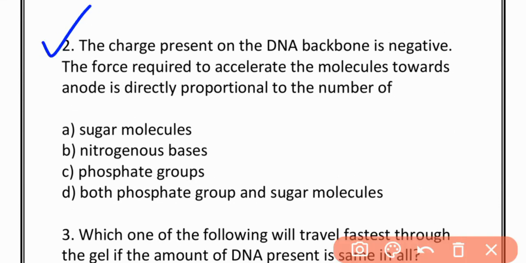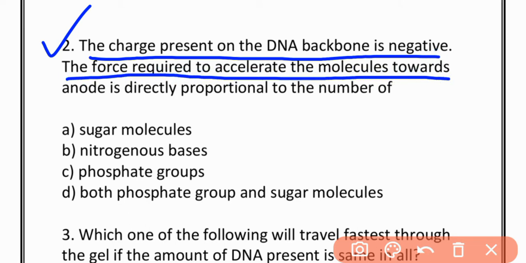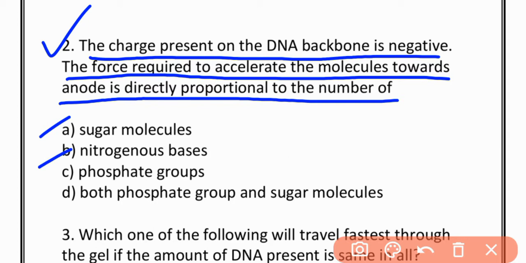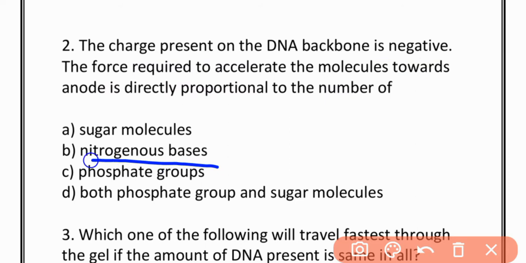MCQ number 2. The charge present on DNA backbone is negative. The force required to accelerate the molecule toward the anode is directly proportional to the number of which of the following? A is sugar molecules, B is nitrogenous bases, C is phosphate groups, D is both phosphate group and sugar molecules. The correct option is option C, phosphate group.